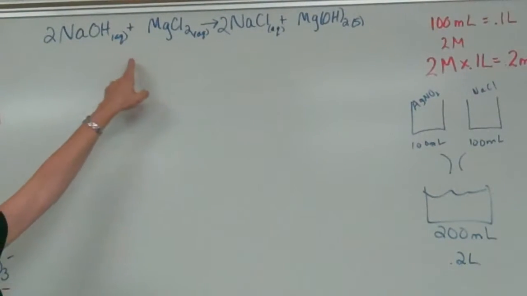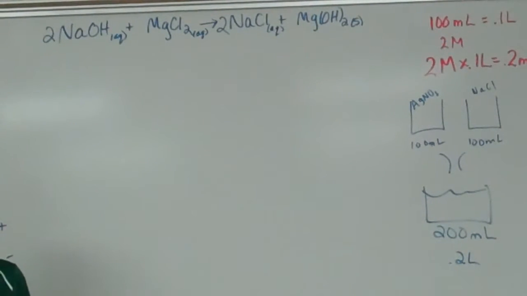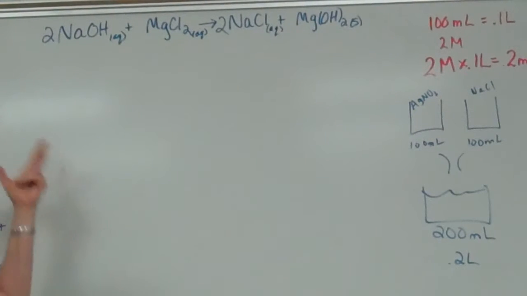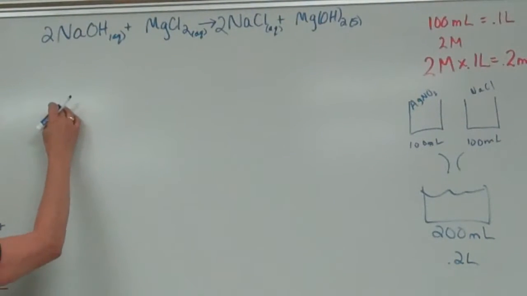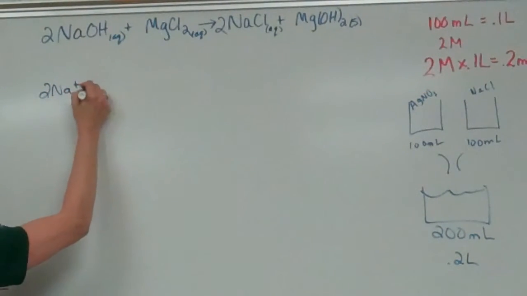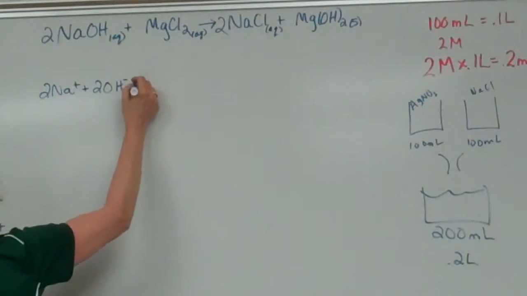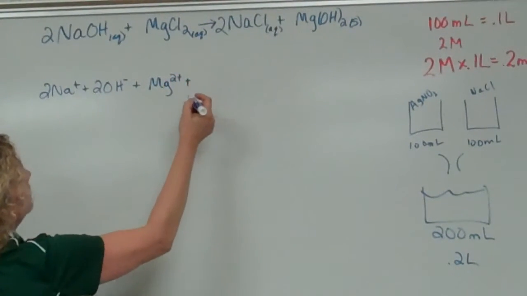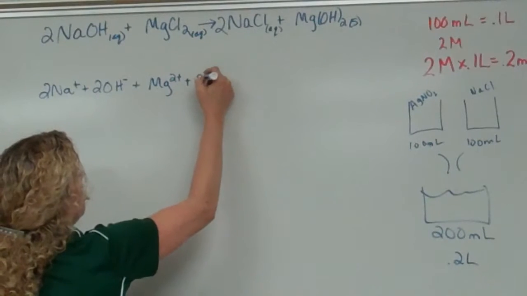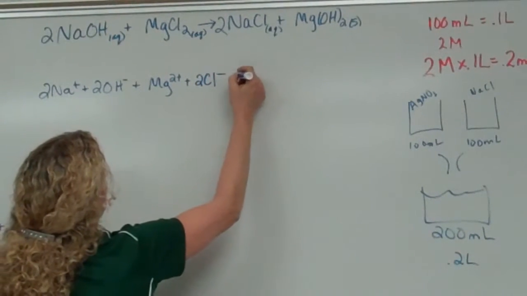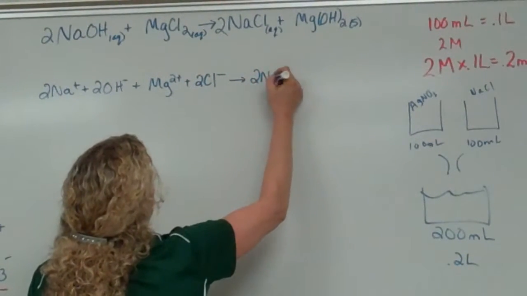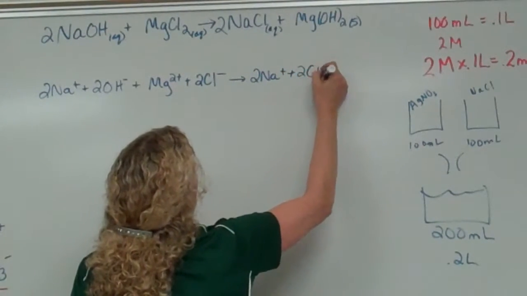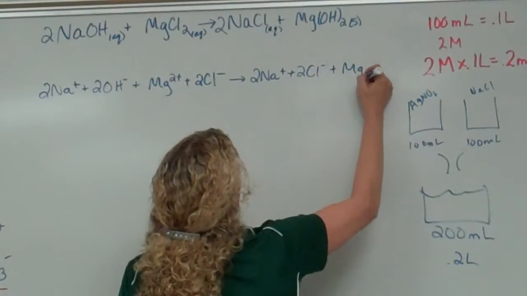Equation where it's a 2 to 1, 2 to 1, okay? Now let's write the net ionic equation. I'm deliberately going to skip some space. All right, so we're going to have 2 sodium ions, 2 hydroxide ions, 1 magnesium, and how many chlorides? 2 chlorides. Over here we have 2 sodiums, 2 chlorides, and then we've got our precipitate.